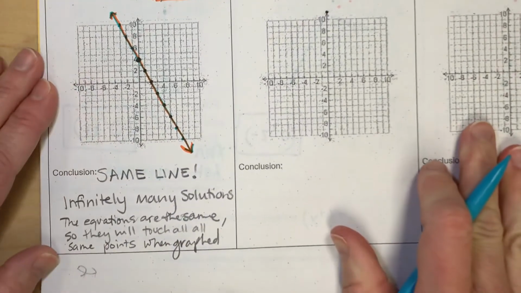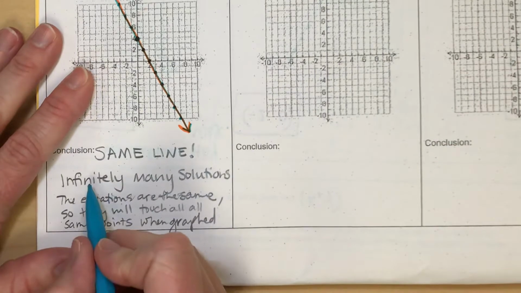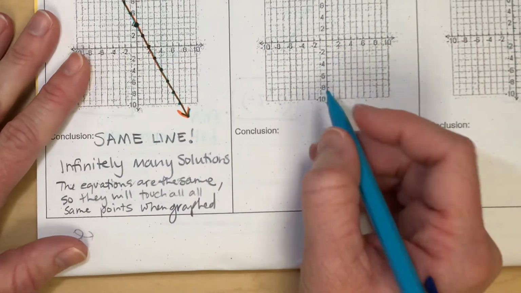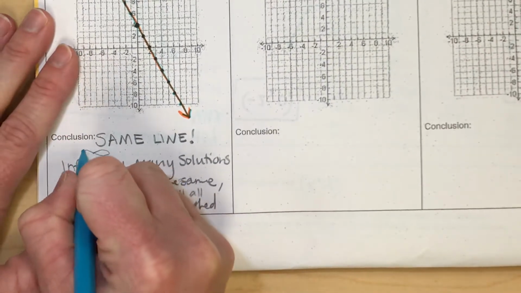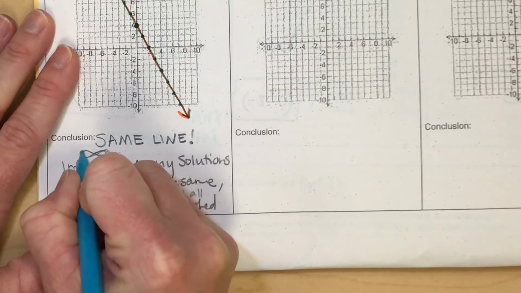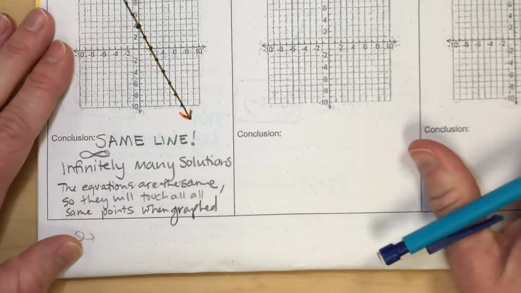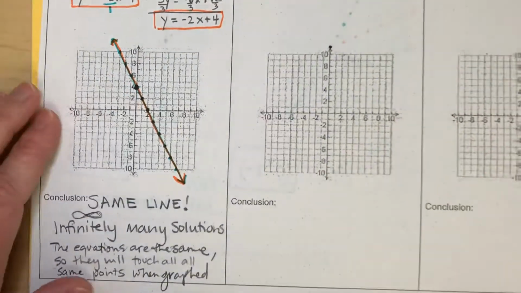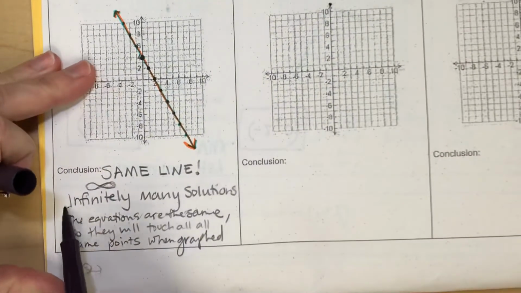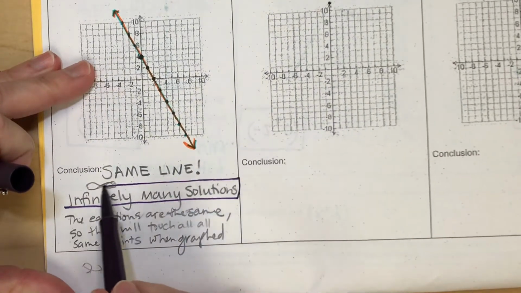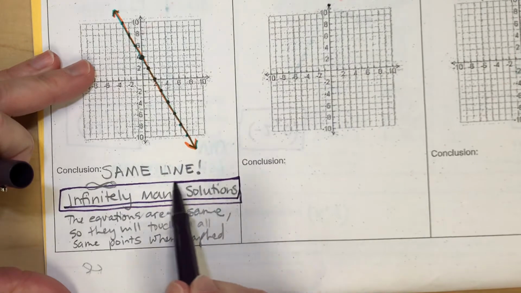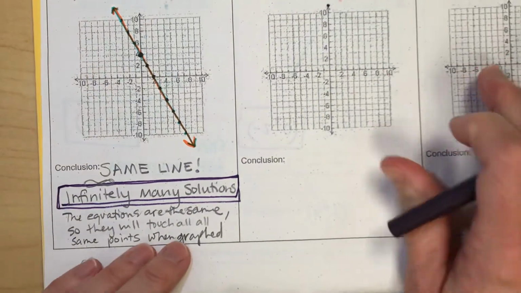You might see a symbol for this as well. You might see, instead of infinitely many solutions, you might see this symbol here. So in case you see that, that's what that symbol means. It means infinity, infinite number of solutions that those lines will share. And that is my answer. They have infinite many points that they connect at, so I'm going to box that like I did in the previous video with my bright purple pen.